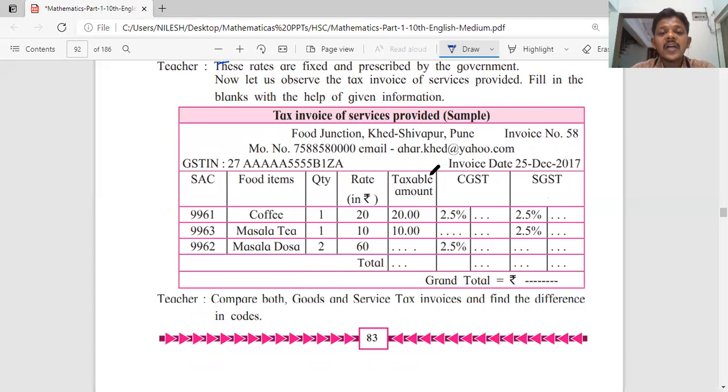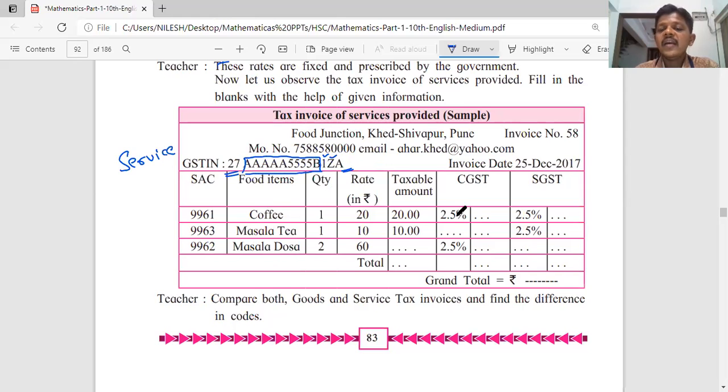So now this is the Food Junction, Khed Shivapur, Pune, Kailas Bhel. You might be remembering, yes or no? Chalo koi baat nahi. See again the GST number starting with 27. 10 alphanumerals, first 5 alphabets, 4 numbers, again 1 alphabet, 1 and Z is compulsory for all, and the last digit would be different. Now, here they are providing us some service of coffee, of tea, of masala dosa. The hoteling section comes under the service sector.